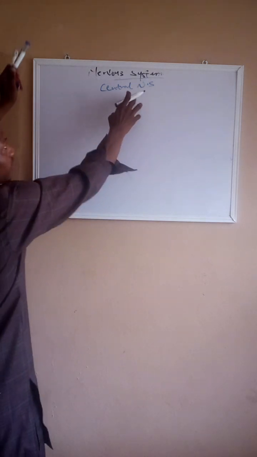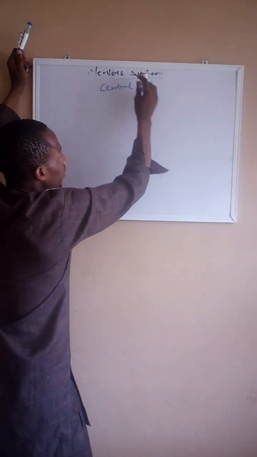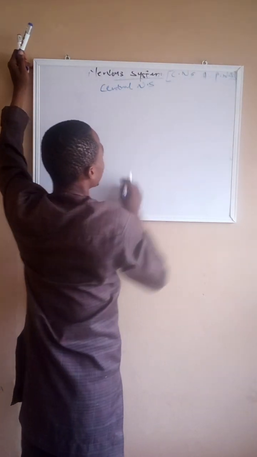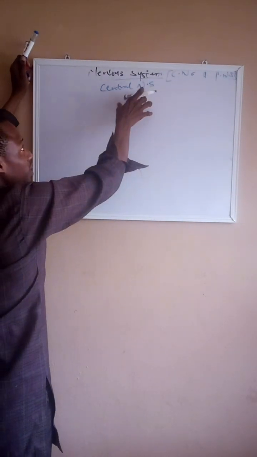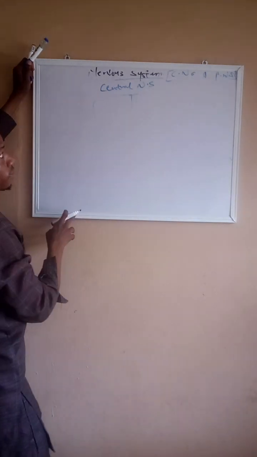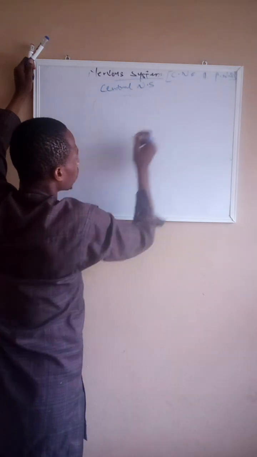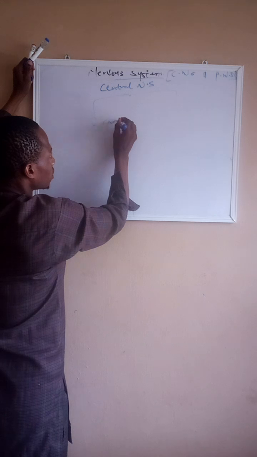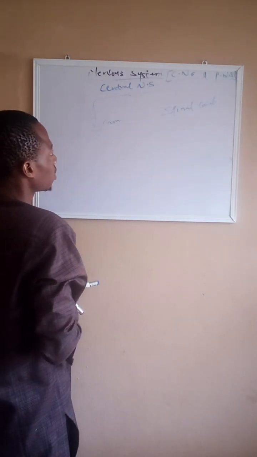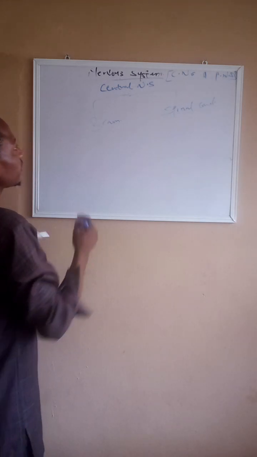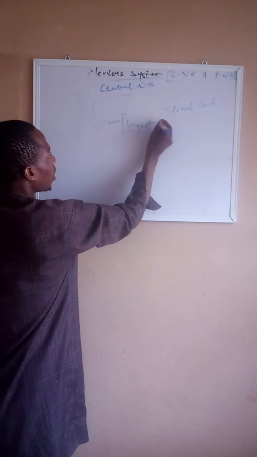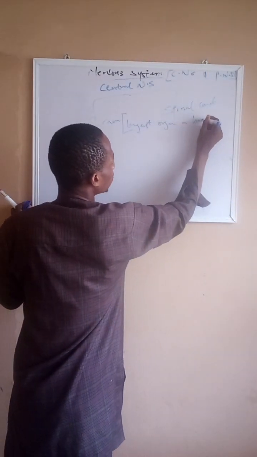Yes, we'll be discussing the central nervous system. We have already talked about the nervous system being made up of the CNS and the PNS. Now let's take the CNS, which is the central nervous system. This central nervous system is made up of two things. One, the brain, and two, the spinal cord. The brain is the largest organ in the human body.